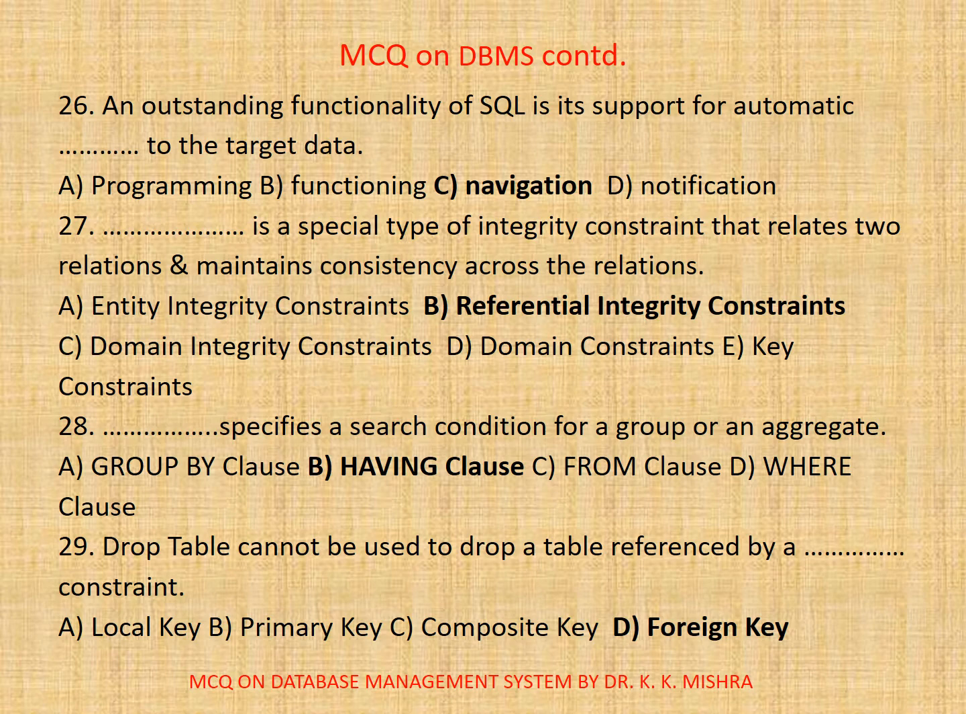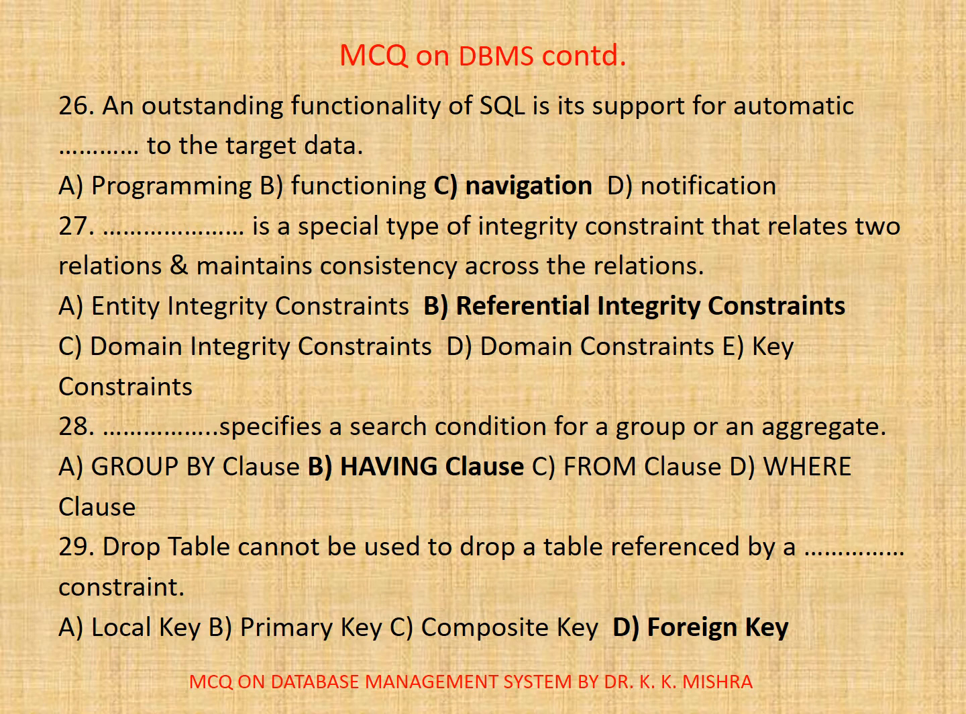27. Dash is a special type of integrity constraint that relates to relations and maintains consistency across the relations. Here, correct option is B. Referential integrity constraints. 28. Dash specifies a search condition for a group or an aggregate. Correct option is having clause, B.